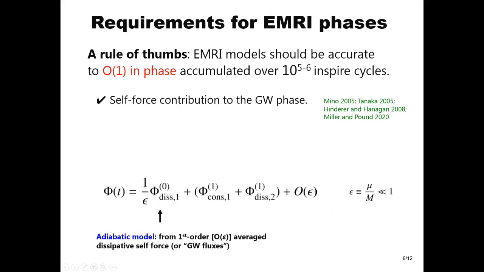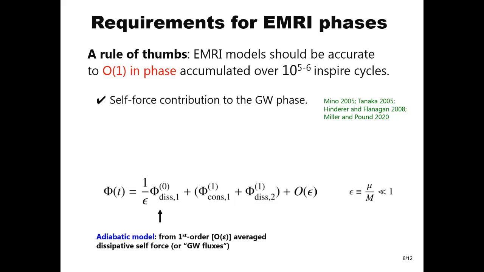So having this difficulty in mind, a key question here is how high in the perturbation expansion we need to go in order to have a sufficiently accurate EMRI waveform model. To answer this question, let's look at the mass ratio expansion of the gravitational wave phase, which is the most important piece for any of the gravitational wave observations. A rule of thumb here is that every model should be accurate to order 1 in phase, accumulated over 10^5 to 10^6 inspiral cycles.